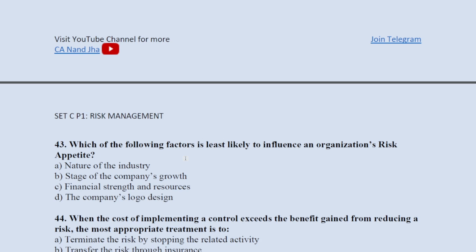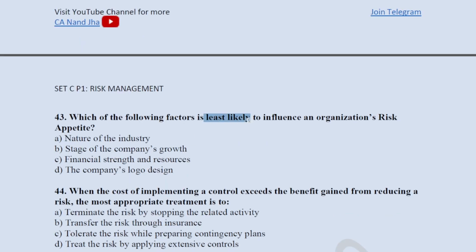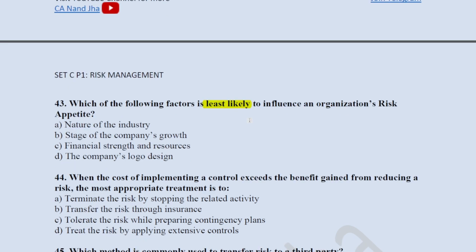Which of the following factors is least likely to influence an organization's risk appetite? Nature of the industry, stage of the company's growth, financial strength and resources, company's logo design. So the answer should be D.